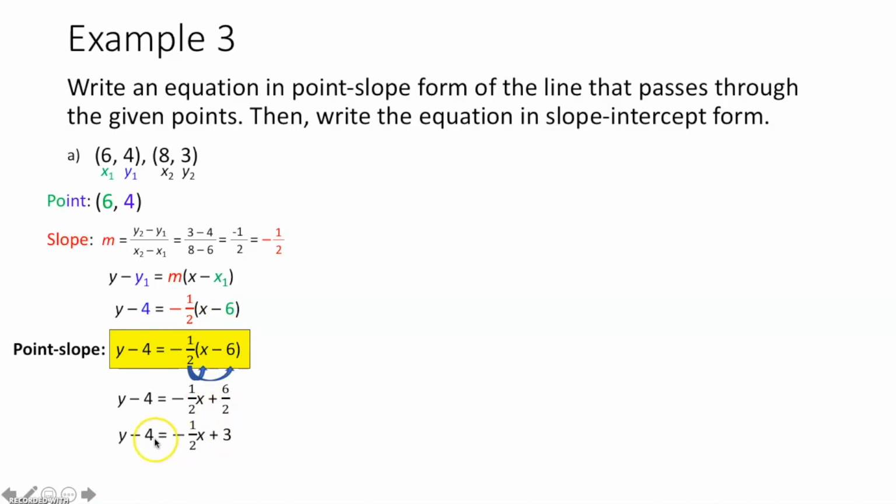Now all I have to do to get it in slope intercept form, I need to get rid of this negative 4. So to get y by itself, I add 4 to both sides. That way these cancel out, just like they're supposed to, and I get y is equal to negative 1/2 x, and then 3 plus 4 gives you 7.